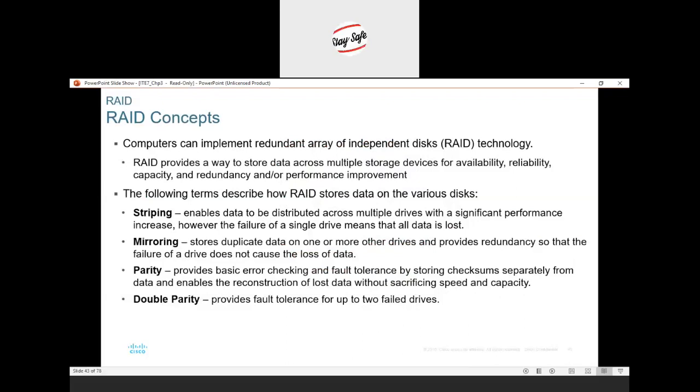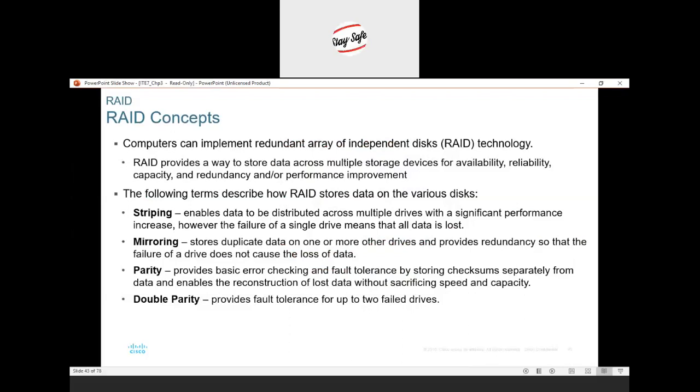It's just that you end up having robust components in the case of the server, unlike the CPU. So RAID actually carries various tasks like striping. Striping enables data to be distributed across multiple drives with a significant performance increase. However, the failure of a single drive means that all data is lost. You can see you have one drive, there's some kind of power surge on the drive, and you lost that. You lost your data. It's gone.